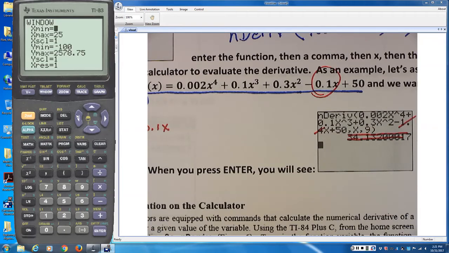Actually, that might not be far enough. Let me go down a little bit more. And there it shows you the derivative at x equals 9. It says for some reason it's 16.